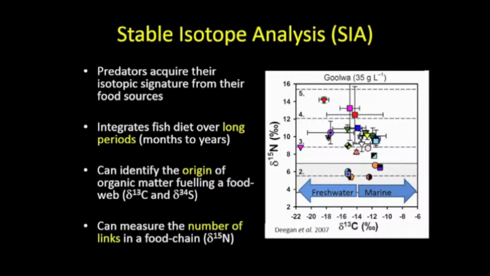Now, nitrogen actually performs quite a different function. Effectively, nitrogen is enriched as you move up a food chain. So the way nitrogen works in these analyses is that it can allow you to determine how many links you have within a food chain, or exactly where a species sits within a food chain.